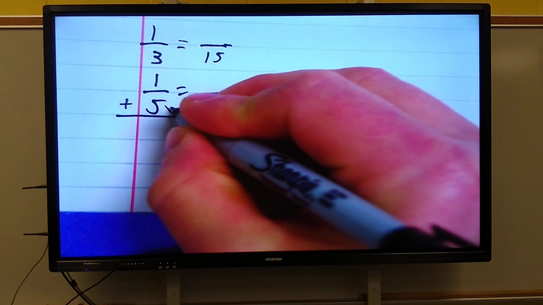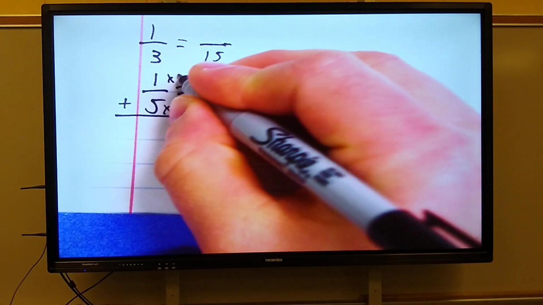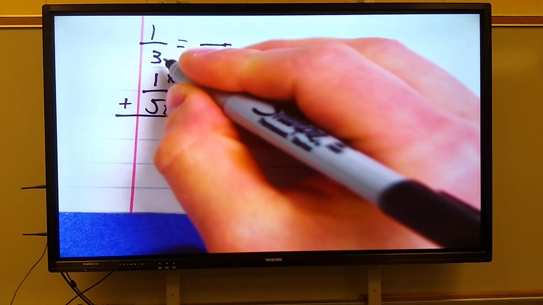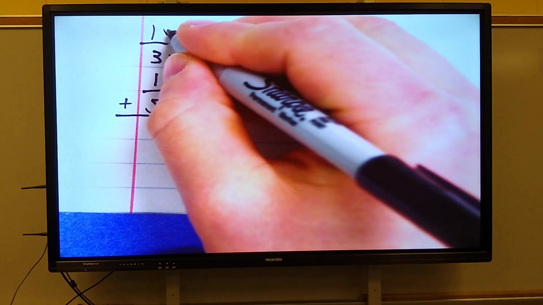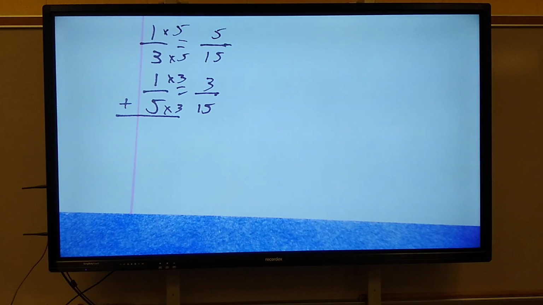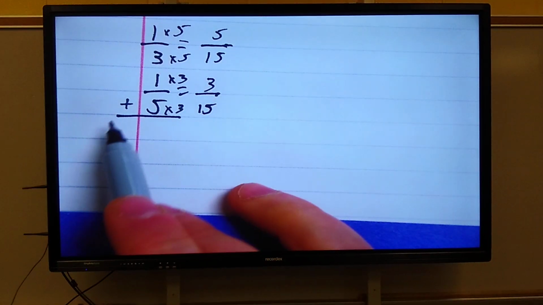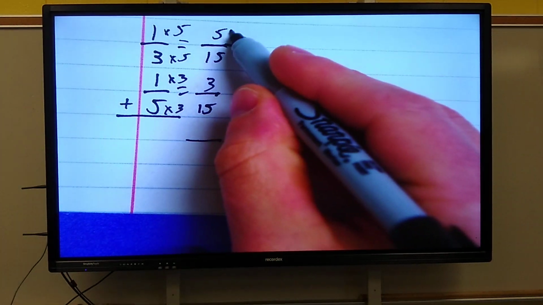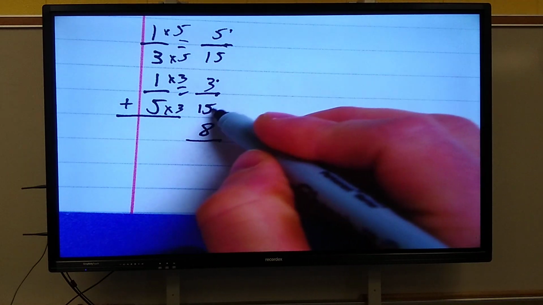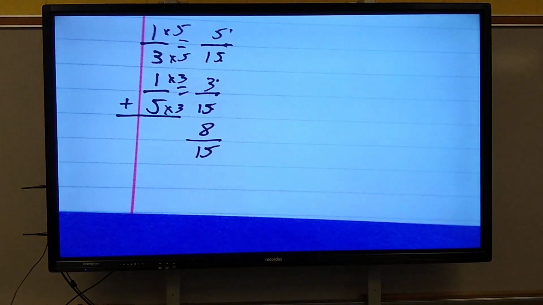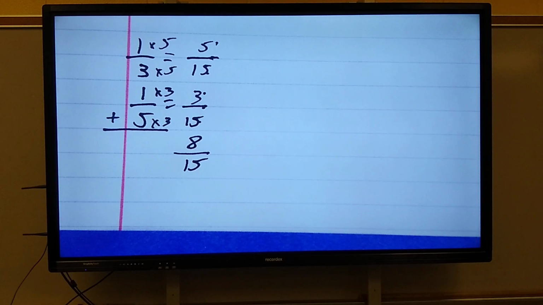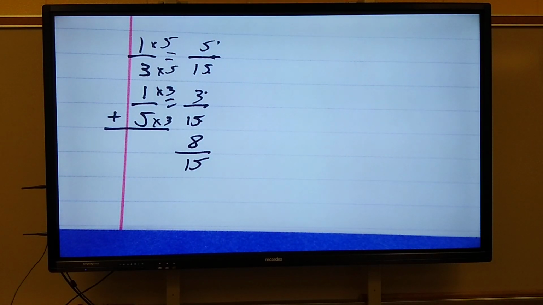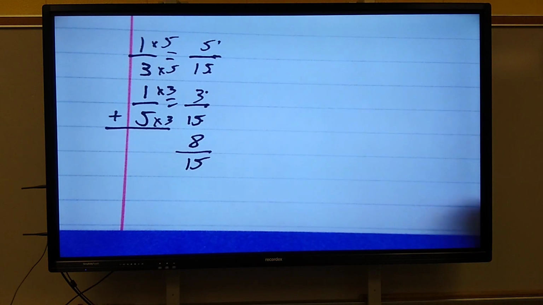Now, 5 times 3 is 15. 1 times 3 is 3. 3 times 5 is 15. 1 times 5 is 5. Now, you simply add the numerators. 5 plus 3 is 8. My denominator stays the same. Ask yourself the two questions. Is this an improper fraction? No. Is this in simplest form? Yes, it is. 1 is the only common factor. All right.